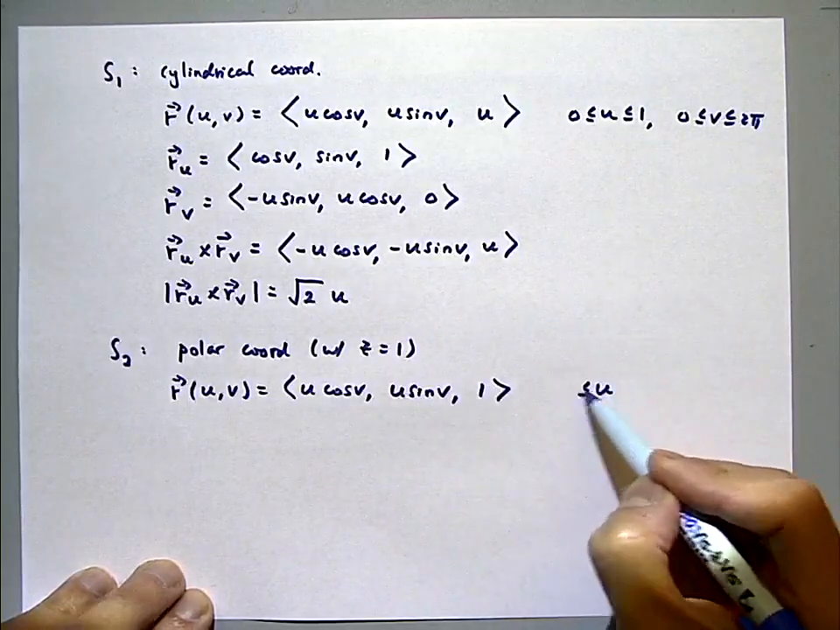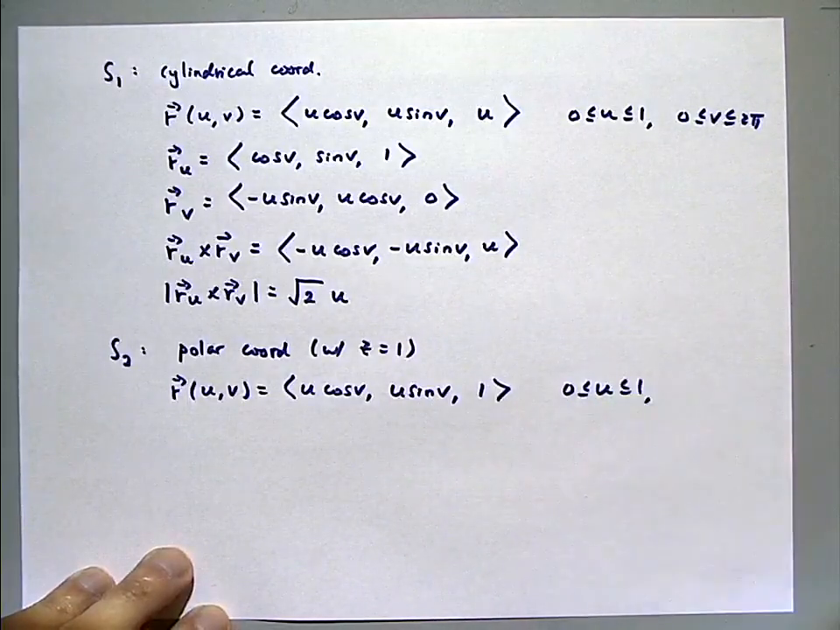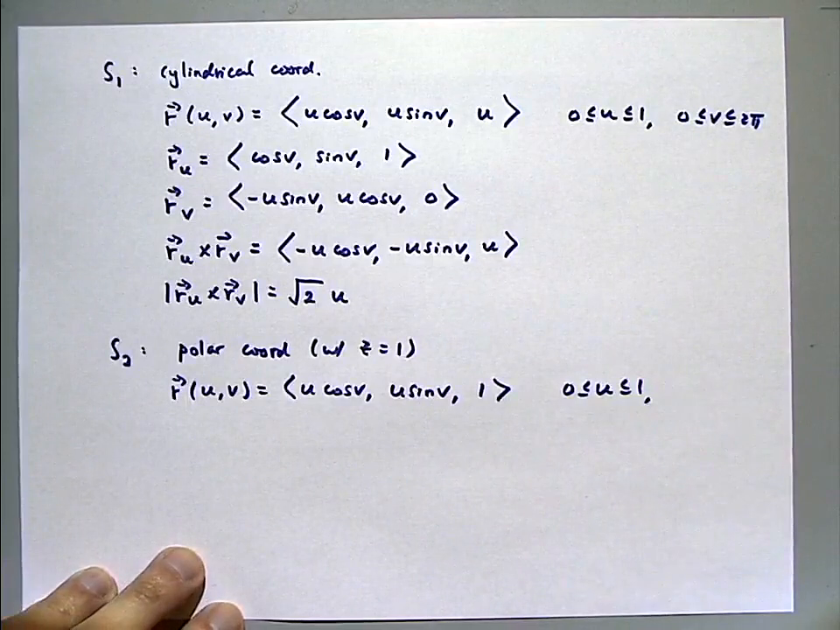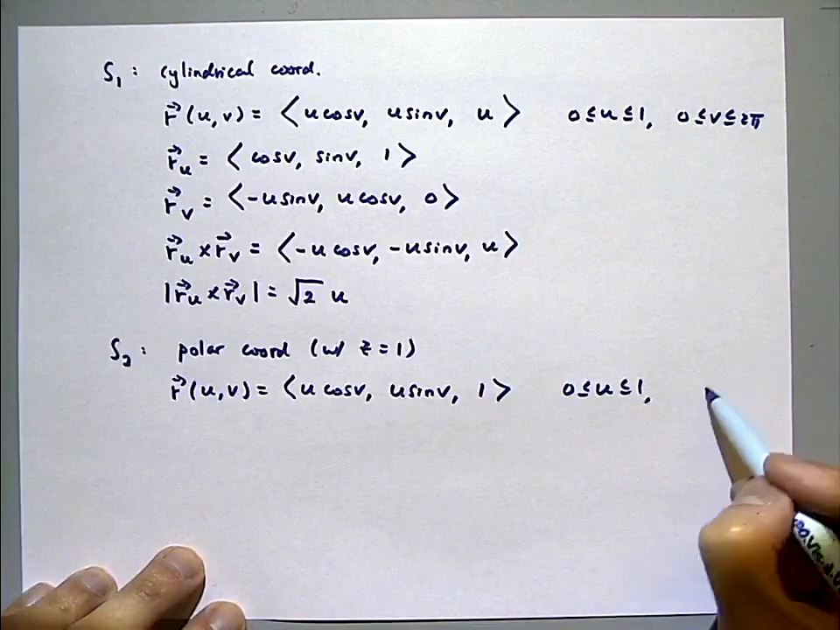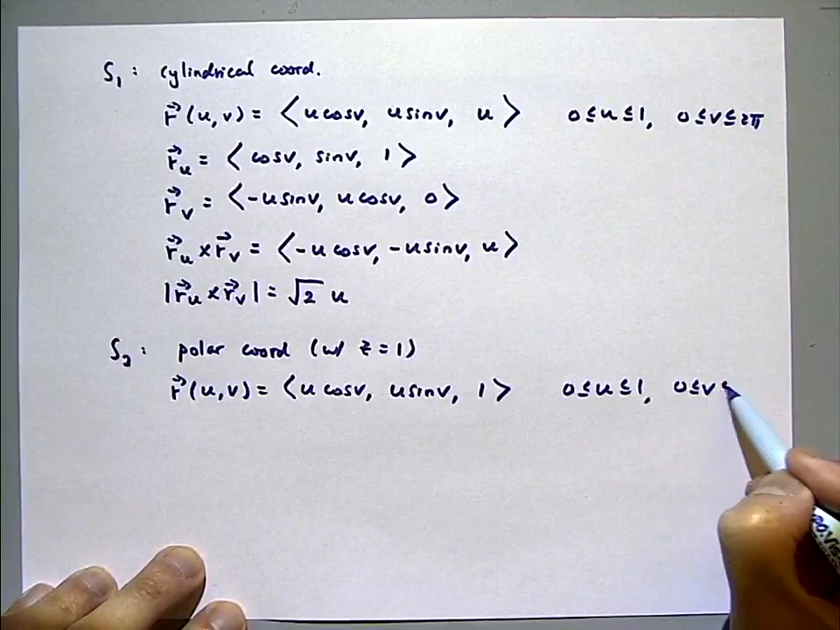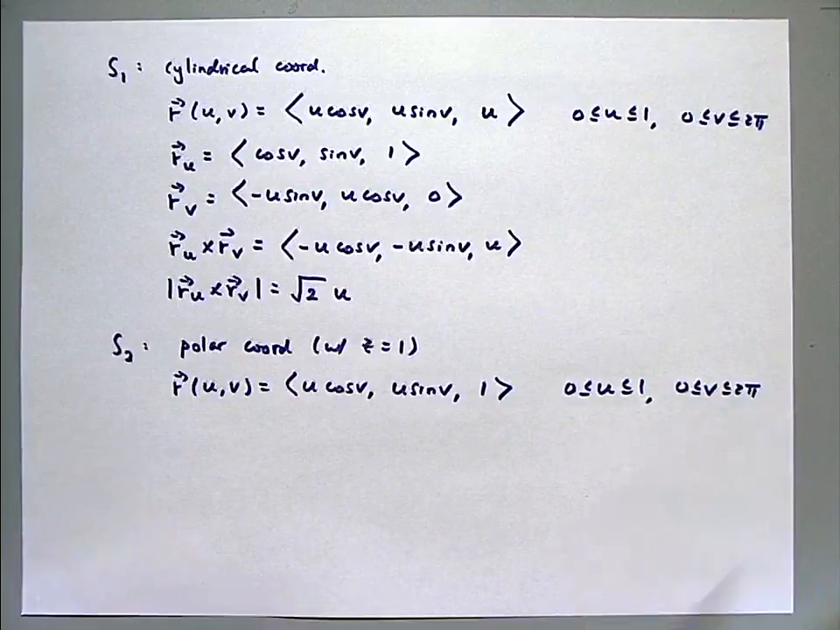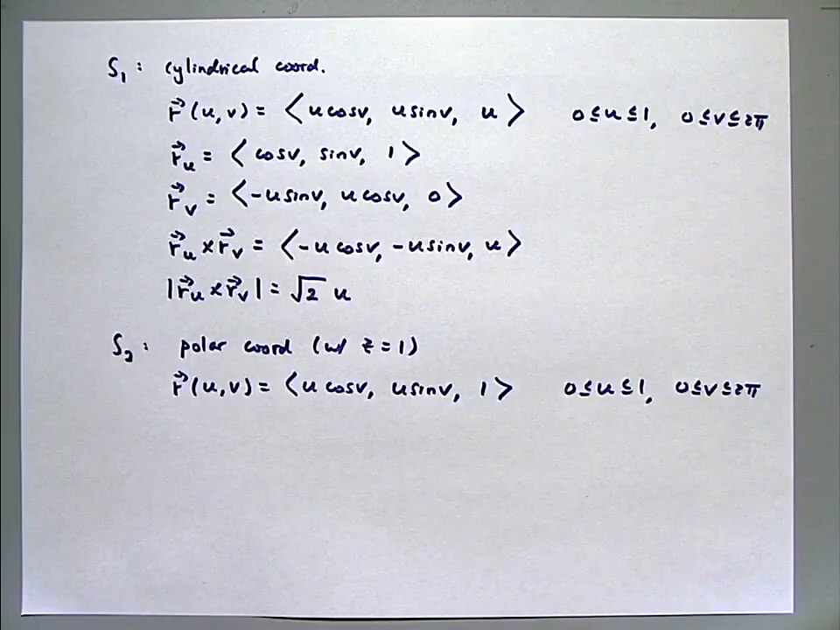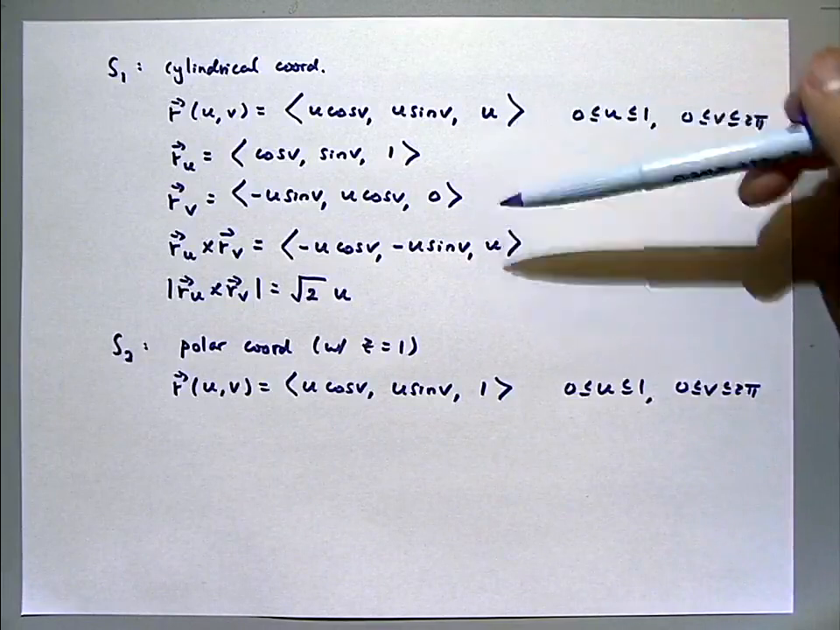And once again, u is r. It's between 0 and 1 for the entire circle of radius 1. And v is the angle. We want the whole thing, so 0 to 2 pi. Okay, then we redo all these things here.